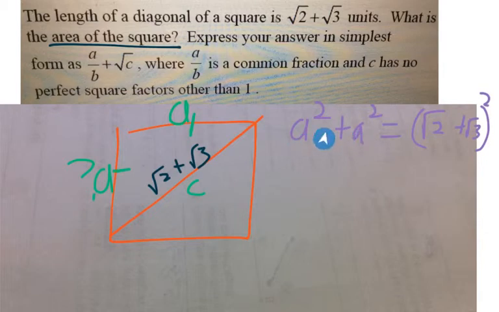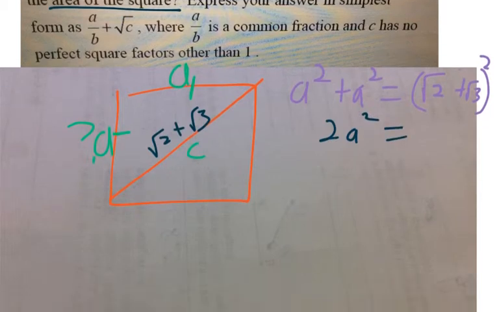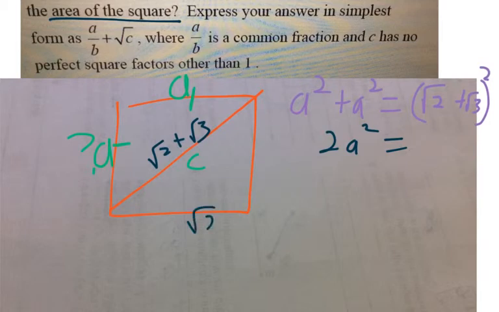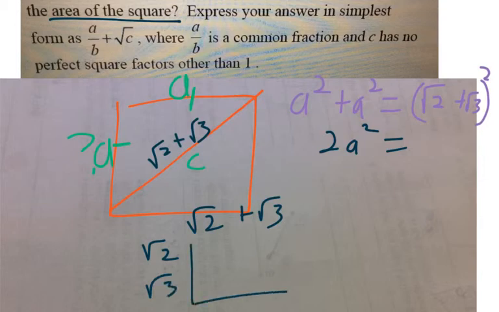So now I'm going to add my like terms. That's 1a squared plus 1a squared. That's 2a squared. And then showing this work, I'll do that down here. We have root 2 plus root 3. I'm going to use the box method, root 2 plus root 3, and I'm going to multiply each number by itself.